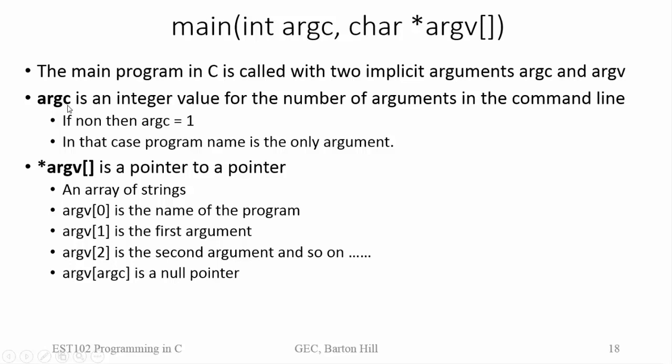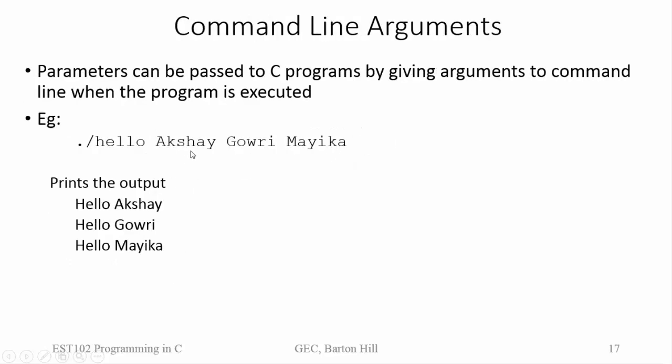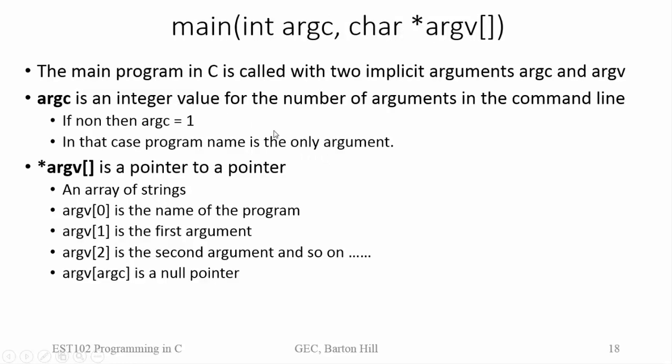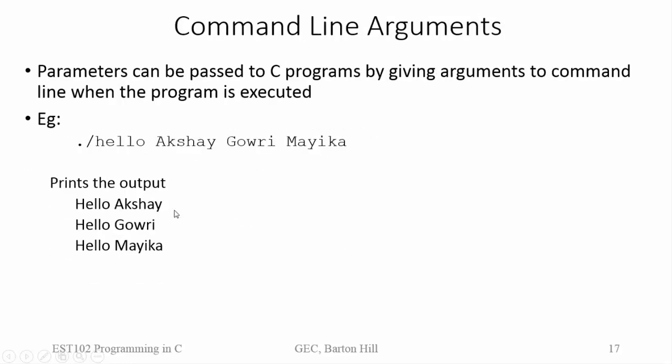If no arguments are provided, that is, if we are only giving ./hello, then the number of arguments argc will be equal to 1, and that particular argument will be the name of the program. If we are adding more arguments like this, they will be stored in argv[1], argv[2], argv[3], and so on. Keep that in mind. Now we will see an example program of how to do this.